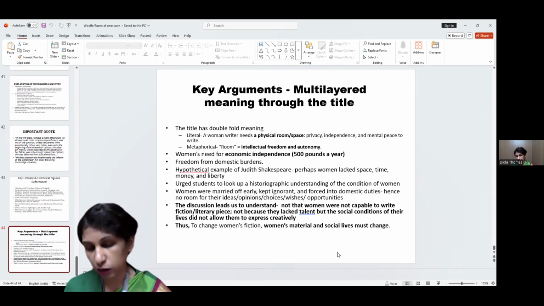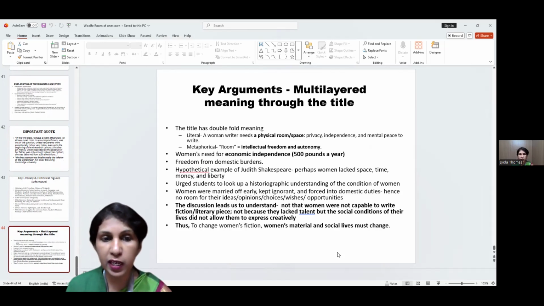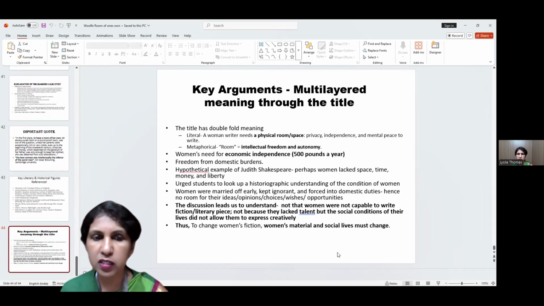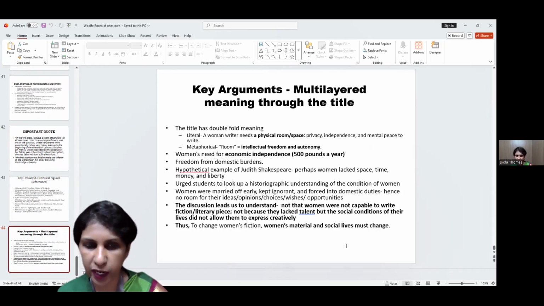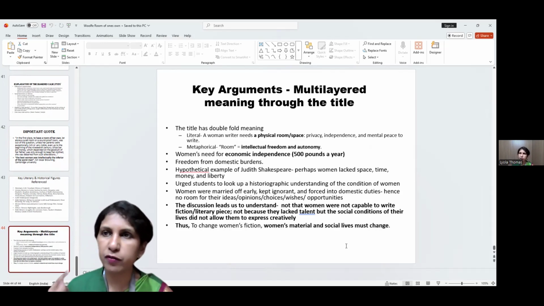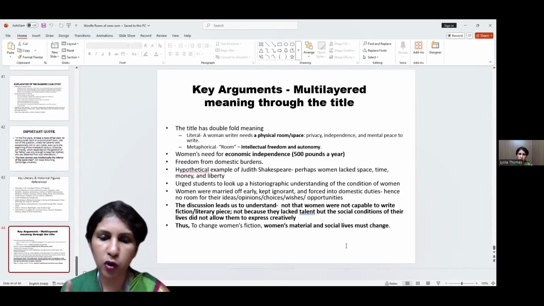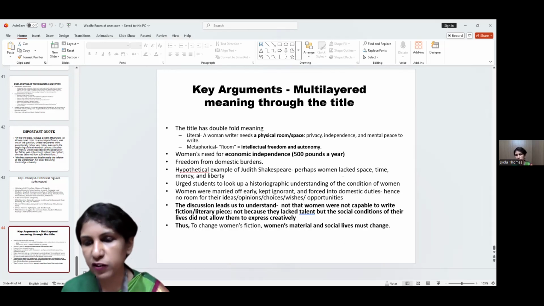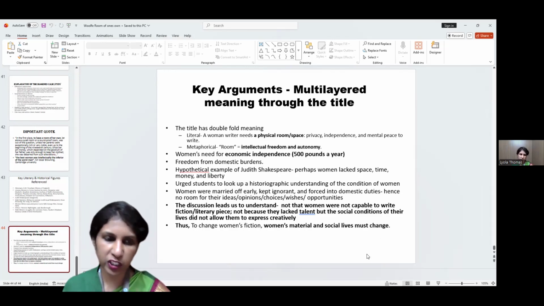And then Virginia concludes by saying that women need economic independence, and only then would they be able to write. To change women's lives, she said that women, of course, are capable of writing, but if we have to change the lives of women and give them a voice of their own, then the social conditions of their environment should also change. And thus she concludes, to change women's fiction, women's material and social lives must also change.